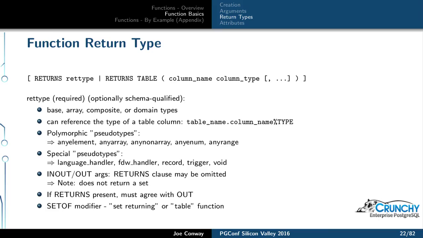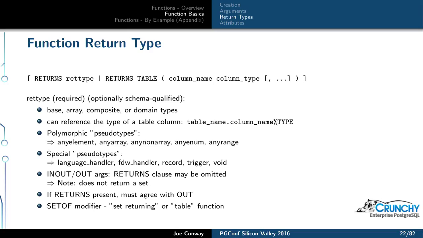It can also return a type based on a column in a table. It can use those same polymorphic pseudotypes. But then there are some additional pseudotypes for the return type that you might run into. Specifically, if you create triggers, trigger is a specific type of return. If you want a function to be usable as a trigger, you have to return trigger. You can return void if the function is actually not going to output anything. If you're creating a foreign data wrapper, you use fdw_handler. If you wanted to create your own procedural language handler, you would return language_handler. And you've seen us use record a bunch of times.